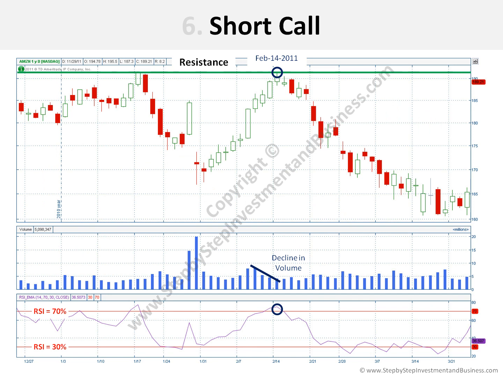Let's see an example of how this strategy works. Here we are seeing the stock chart of the Amazon company. As we can see, on February 14, 2011, the company gave us a clear bearish signal because the stock touched resistance, and this was accompanied by a decline in volume and an RSI above 70%.